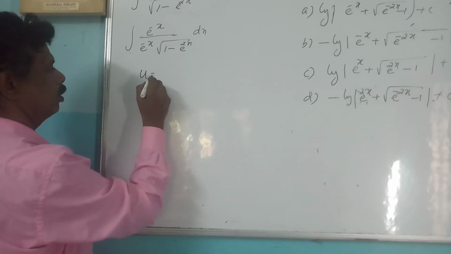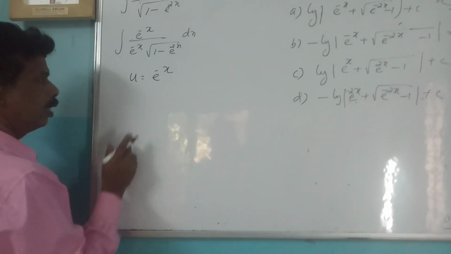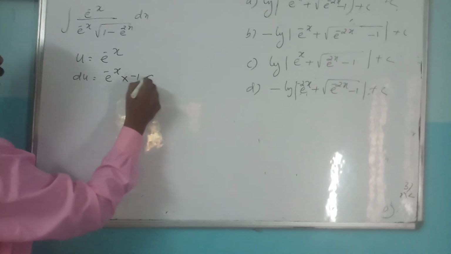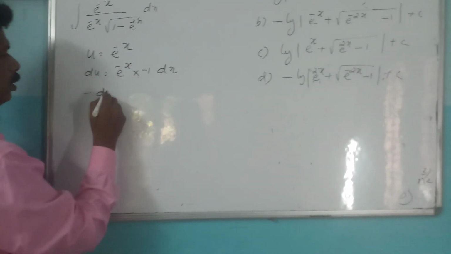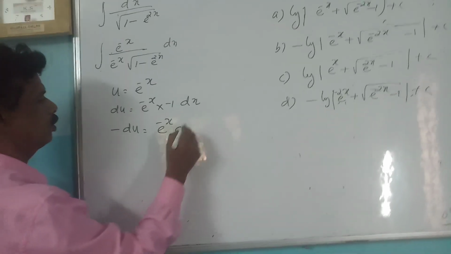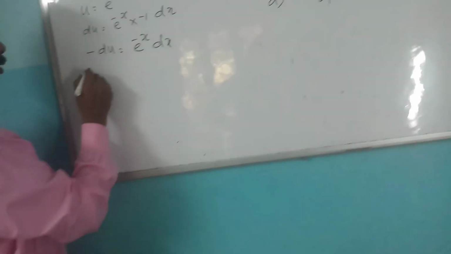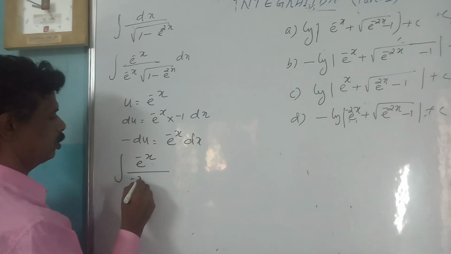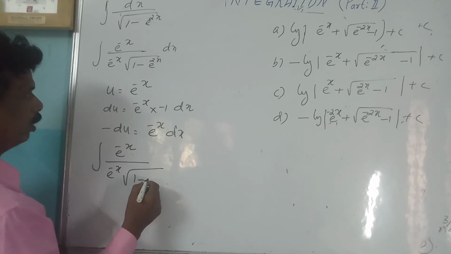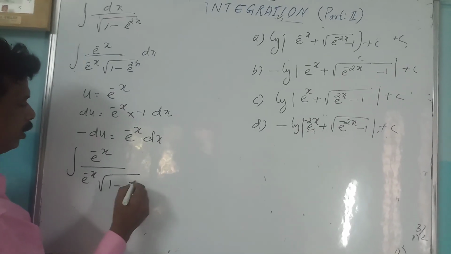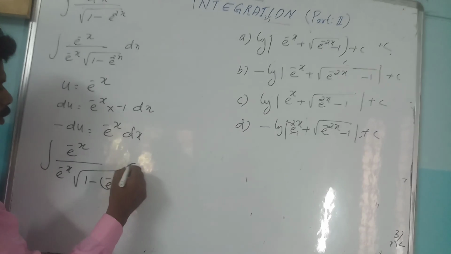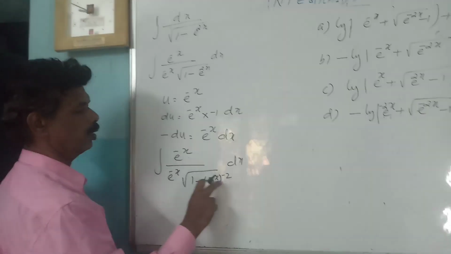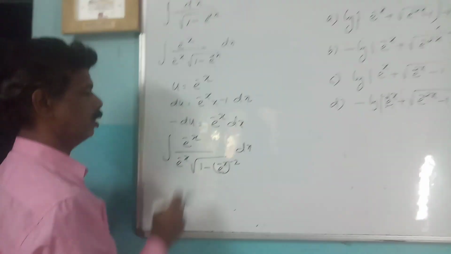Then put u equal to e raised to minus x. Differentiate this term: du equal to e raised to minus x into minus 1 dx. Or we can write minus du equal to e raised to minus x dx. We can write e raised to minus x by e raised to minus x into root of 1 minus e raised to minus x whole raised to minus 2 into dx. A raised to m, the whole raised to n is equal to a raised to mn. So e raised to minus x whole raised to minus 2 equal to e raised to 2x.